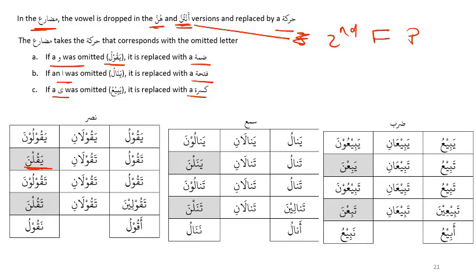So in this case, the waw is omitted and it's replaced by zamma. With samia, we have fatha, and with daraba yadribu, we have a kasra. All right.